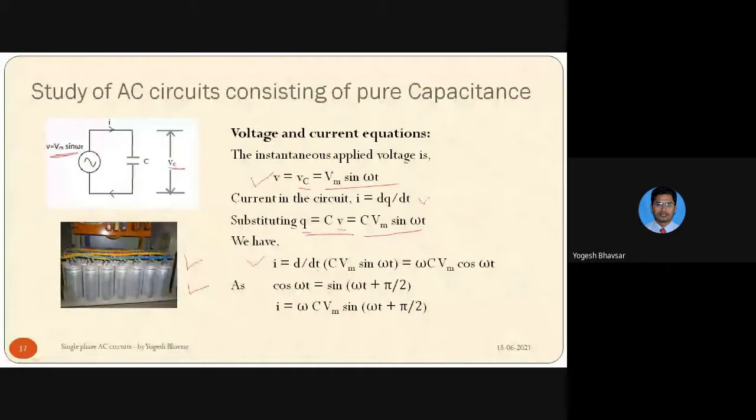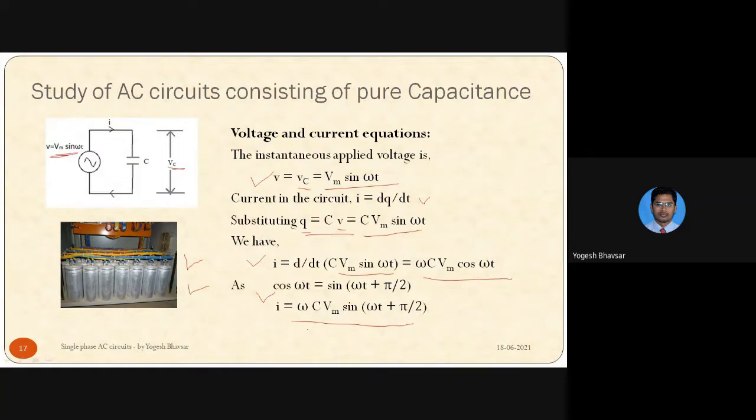So I is equal to d by dt, and the value of q is C Vm sine omega t. Now let us take the derivative of this term. Here C and Vm are constants, then the derivative of sine omega t is cos omega t, and with respect to t we get omega. So omega C Vm cos omega t. Again we have to convert this cos omega t into sine omega t. So cos theta is equal to sine of theta plus pi by 2, right? So cos omega t is equal to sine of omega t plus pi by 2. Then the final equation we have is I is equal to omega C Vm sine of omega t plus pi by 2.